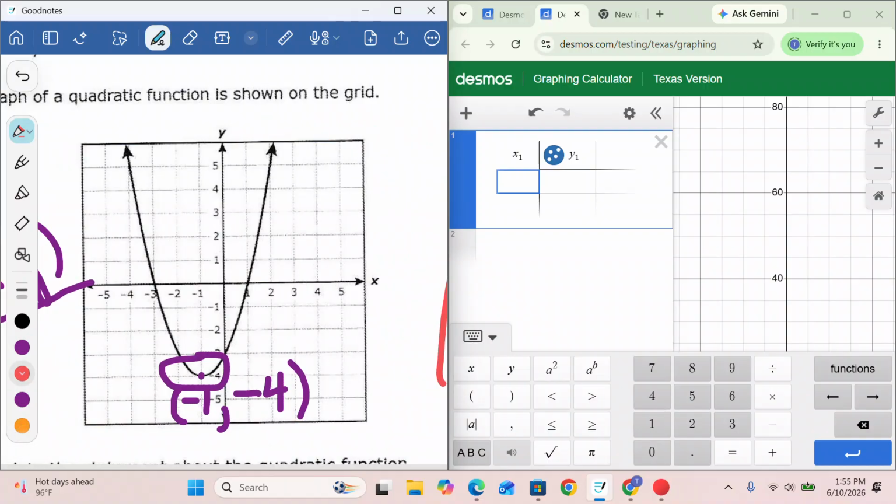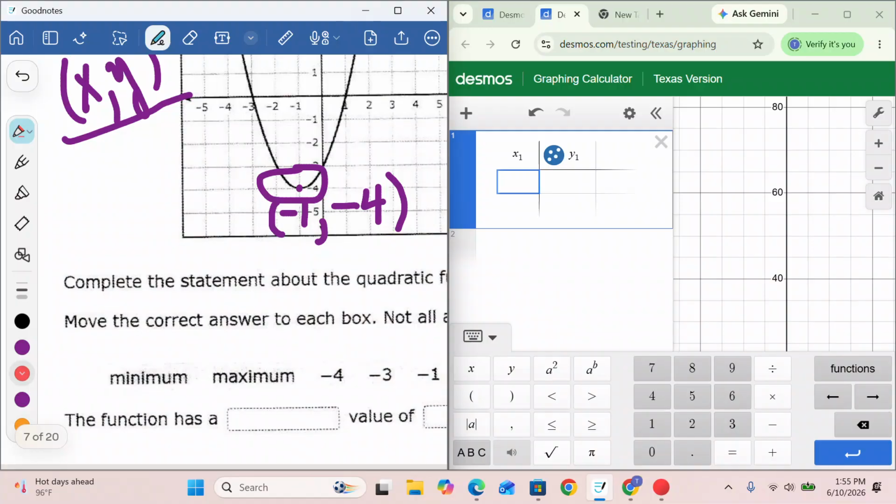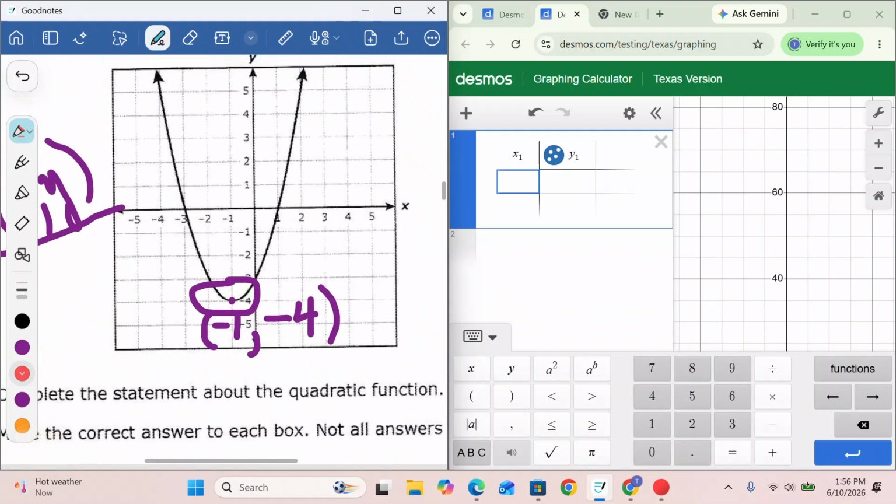So the way we handle this is the function has a minimum, right? We said it was minimum. So this would be called a drag and drop. All I'm going to do is grab it and put it in there. On the test, I'm going to show you how to do it. So the function has a minimum value of, you look at the minimum right here. What's the closest one right here? What's the minimum value right here? -4. Yep, that's it. That's how easy it is.